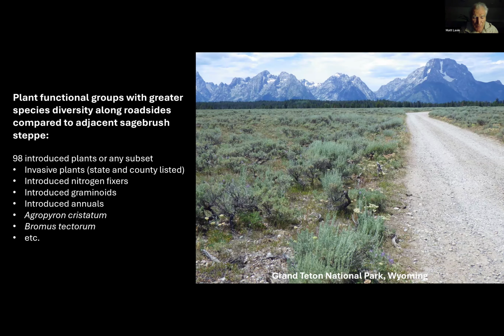Introduced plant species are those that arrived in North America due directly or indirectly to European and later immigrations. They have been selected to optimally perform where disturbances are regular or impactful, so they are ecologically similar in this regard. Introduced plants, or any subset of this functional group, including individual species, I've listed some subsets here of introduced plants, are the only plant group to be more diverse or abundant along roadsides.